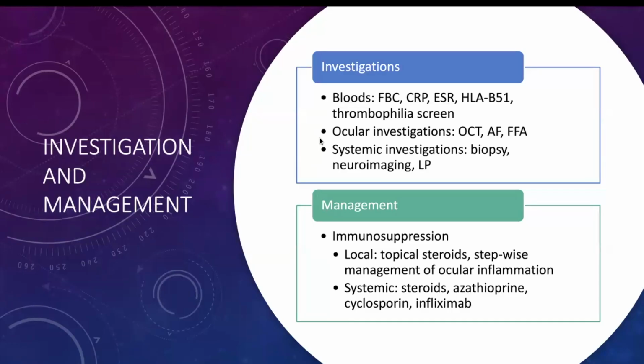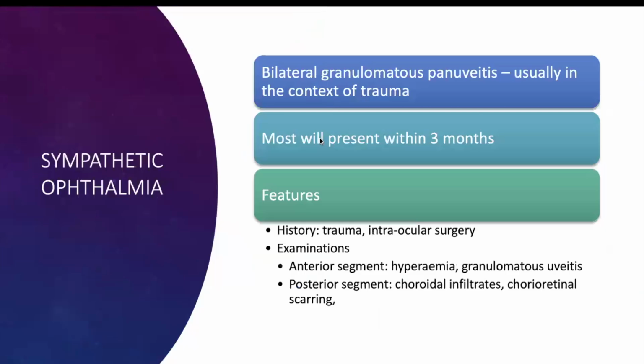But Behçet's requires systemic management, and usually when you manage it systemically, a bit like you do with IBD and your other seronegative arthropathies, you tend to manage the ocular disease. So these are patients who are going to get steroids in the acute setting, maybe some azathioprine, cyclosporin, or infliximab, and you're going to work up your immunosuppression depending on what the patient needs.